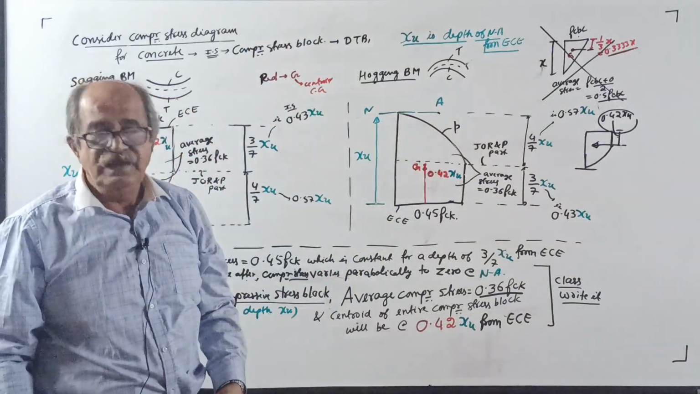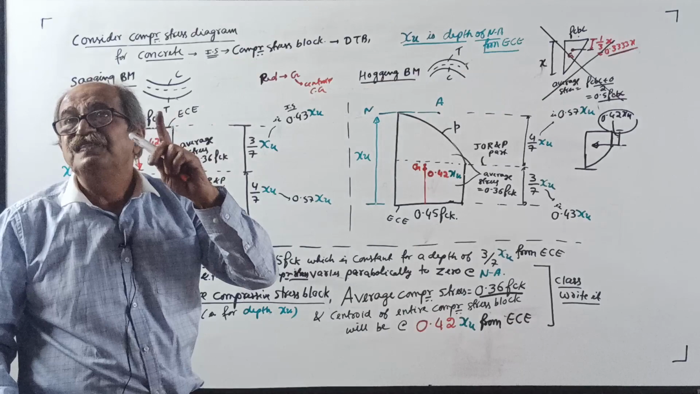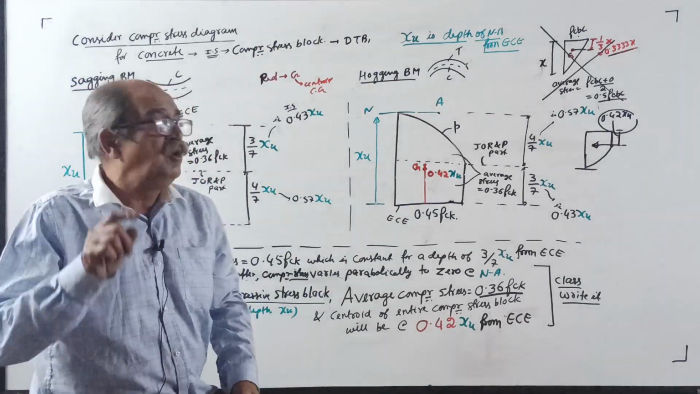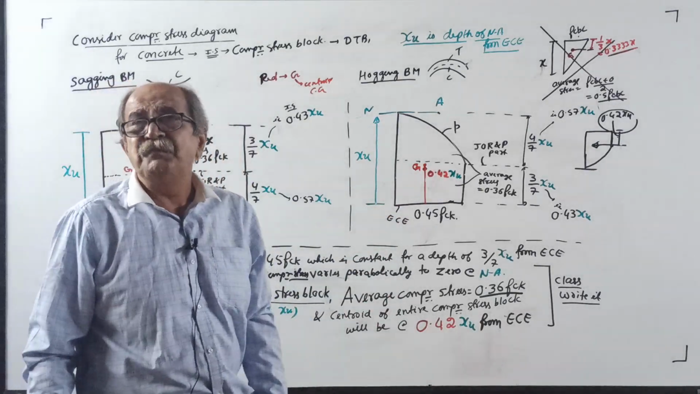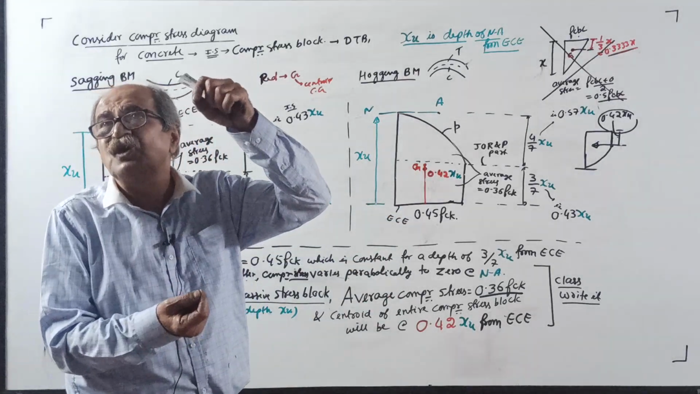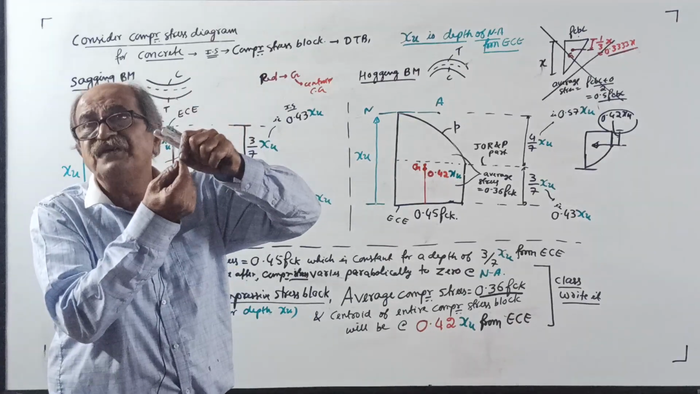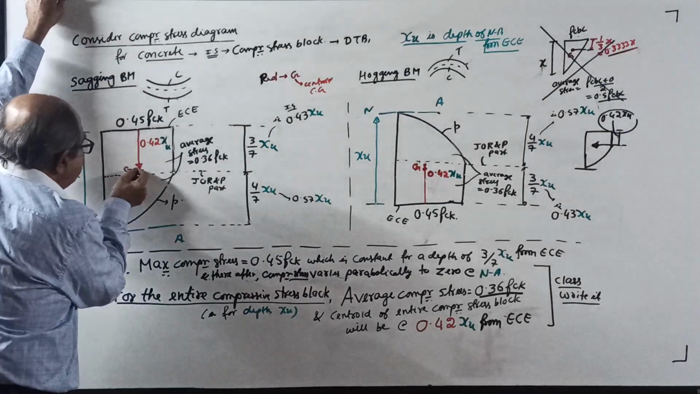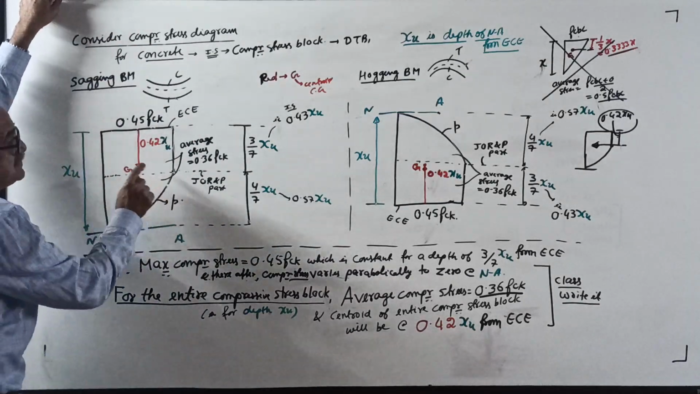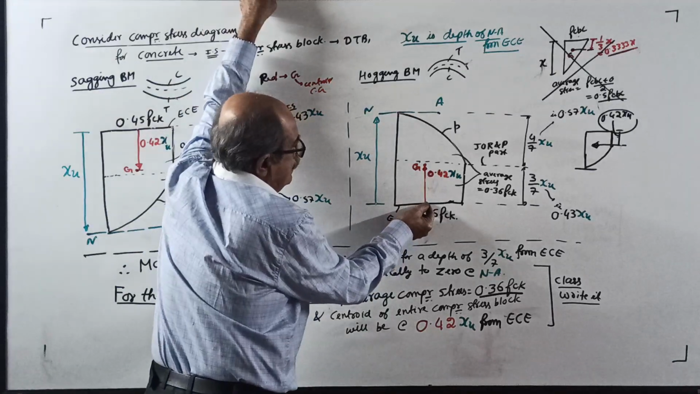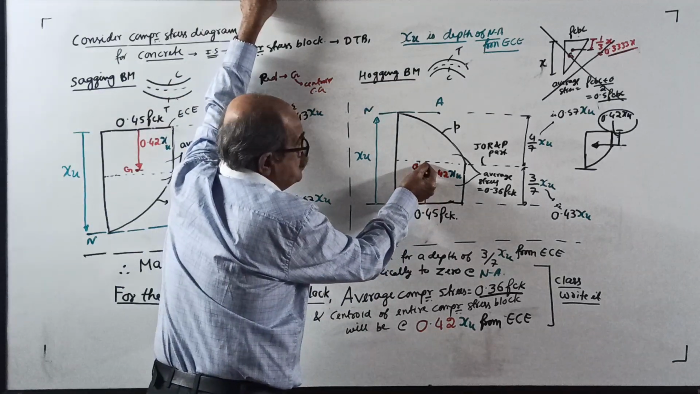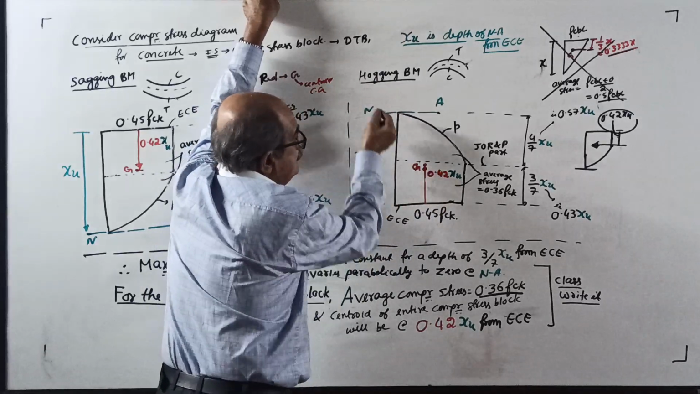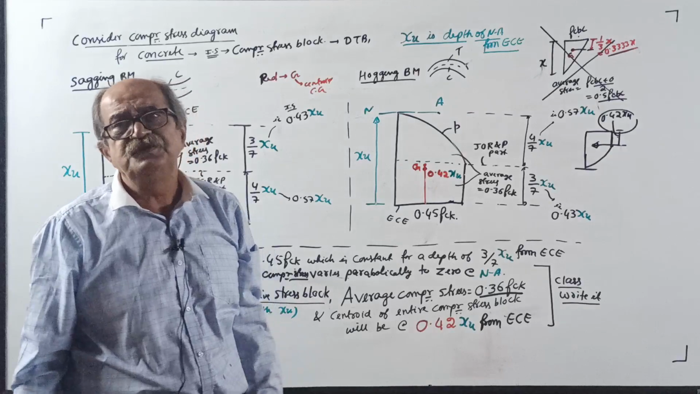Therefore, the correct answer is the CG lies in the rectangular part. In the rectangular part, if you locate the CG from the extreme compression edge, you come by a distance of 0.42 xu towards the neutral axis, and you get the CG. A little further you go towards the neutral axis, you get the junction. See here, from the extreme fiber, first come by 0.42 xu, which is in the rectangular part, you get the CG. A little further towards the neutral axis, you get the junction. Hope this is fully clear.